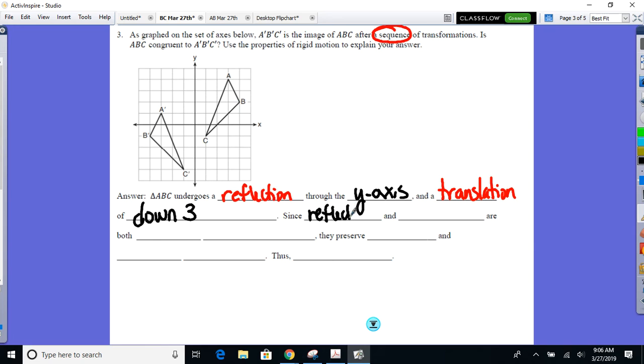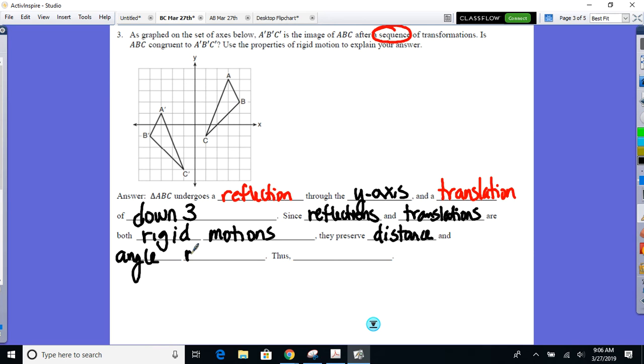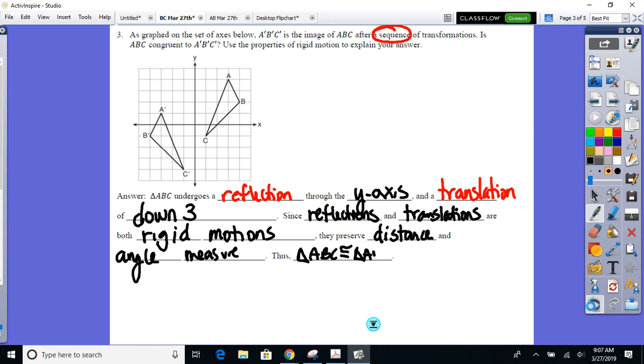Since reflections and translations are both rigid motions, they preserve distance and angle measure. Thus, triangle ABC is congruent to triangle A prime, B prime, C prime. And any issues? Because now I'm going to drop the blanks, as you can see. We all good?